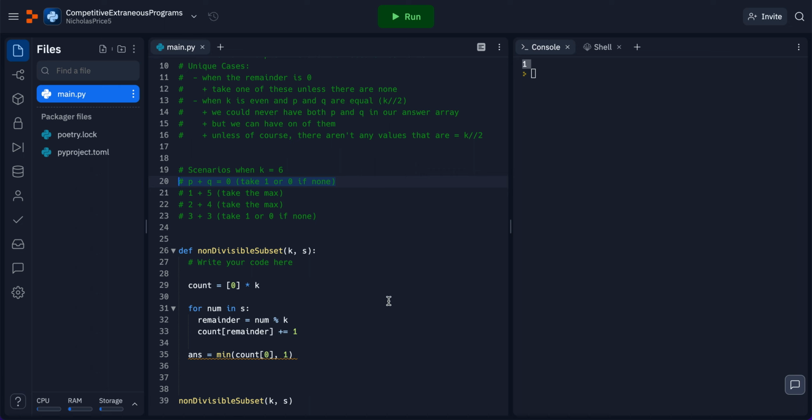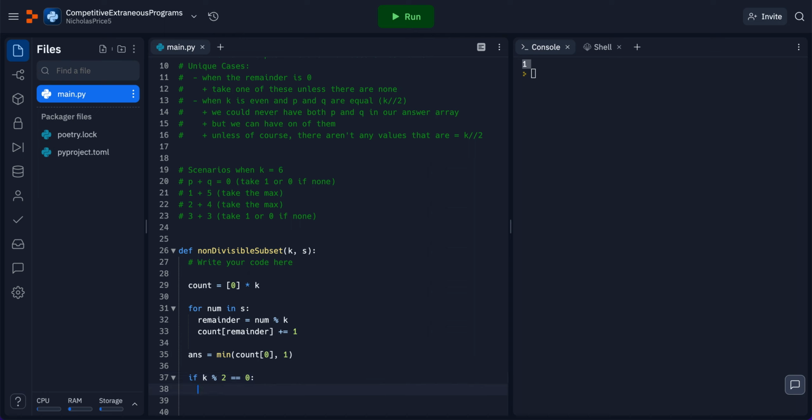What should we do next? Well, we can write an if statement to get this scenario out of the way. And what would the if statement be? Well, we know that this only happens under these conditions when k is even. So how would we represent that? If k modulo 2 equals 0. That means that k is even, of course.